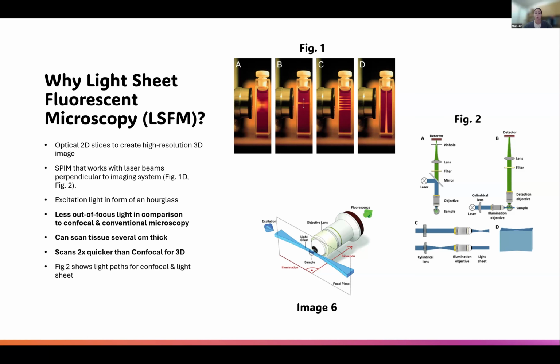And it can also scan tissue several centimeters thick. So that's an advantage, as well as scanning probably twice as quick as confocal for 3D imaging. In figure 2, you can see the light paths for the confocal and the light sheet.